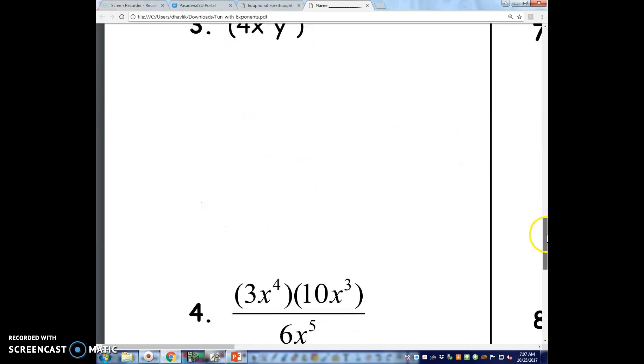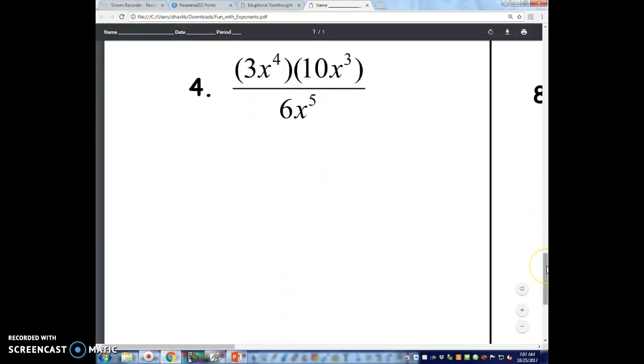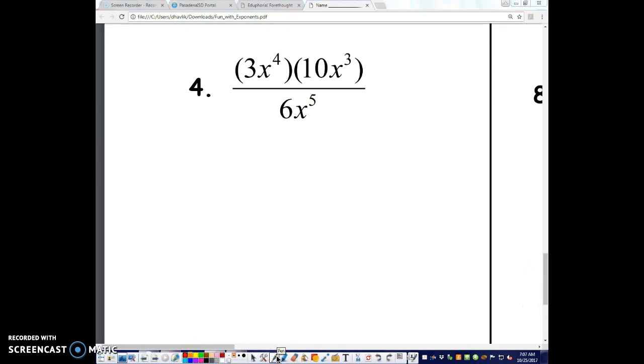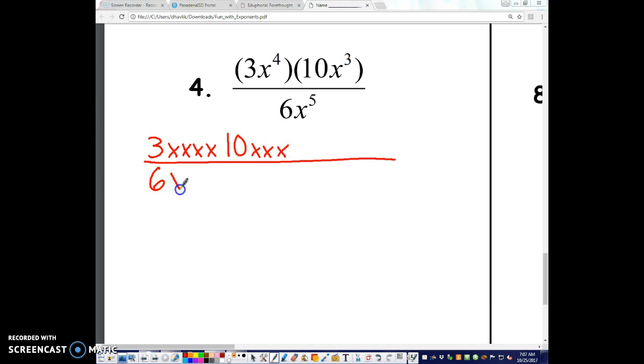Let's look at number 4. Okay, you ready? Number 4, I would suggest to write out. So have your line. We have 3 and 4 x's. Then we have 10 and 3 x's. On bottom, we have 6 and 5 x's.